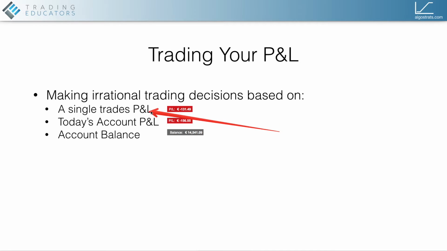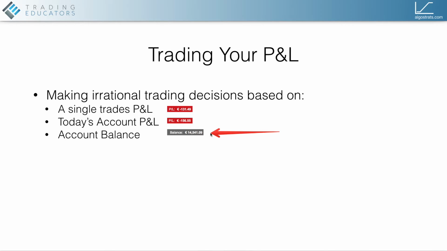So first of all, you are in a trade, you see it going up and down, maybe you're down a bit, then up again, and you just want to get out at break even, for example. That would be making a decision based on a single trade's P&L. Another example is today's account P&L. So you've been trading for a few hours, you've been up and down during the day, and now you decide under no circumstances do you want to make this a losing day anymore? So you make trading decisions based on that.